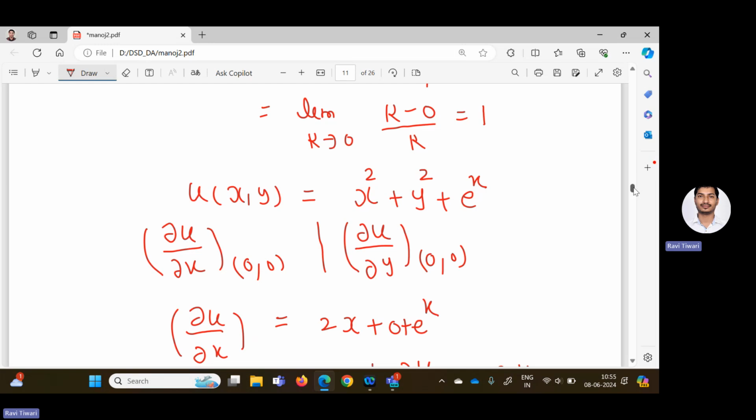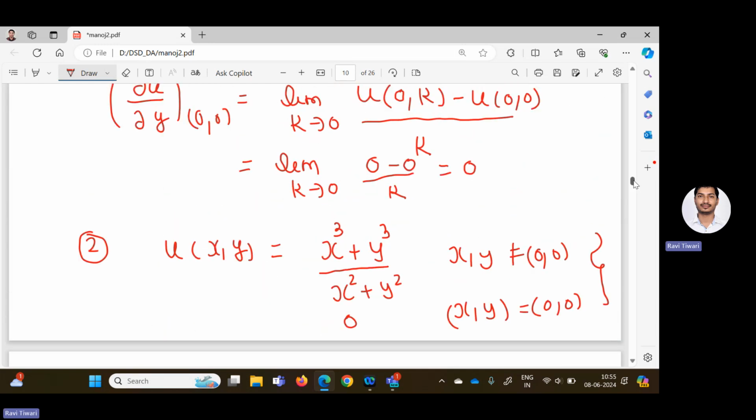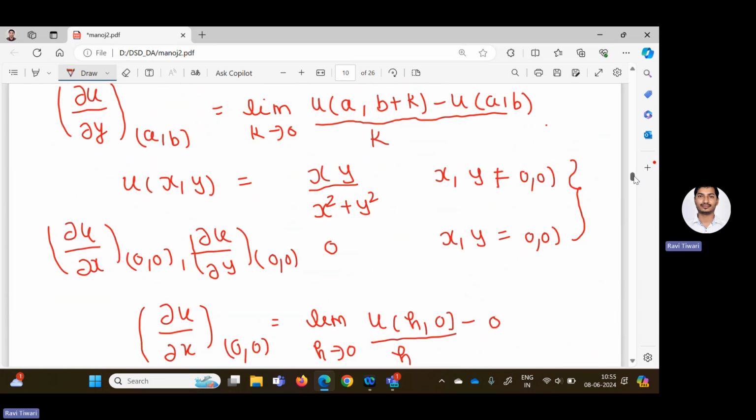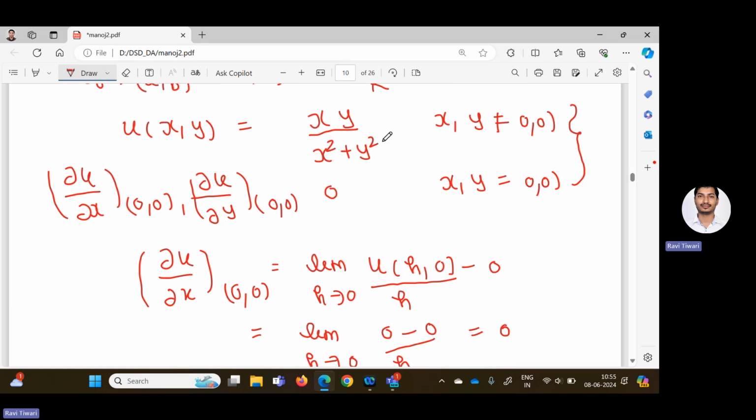So here is the answer. If you look at these problems, u of x y equals x y by x square plus y square. The simple reason I am not differentiating this function directly is that this question can also be done by direct differentiation. Both are the same. Either we can apply the formula dou u by dou x at a comma b and dou u by dou y at a comma b, or we can directly differentiate the function and get u at 0 0. But in which case will you use the formula?